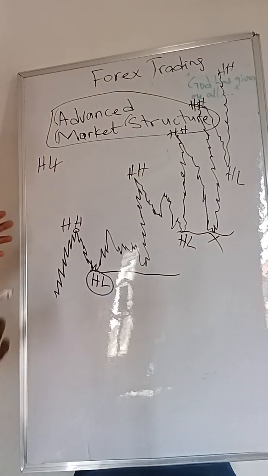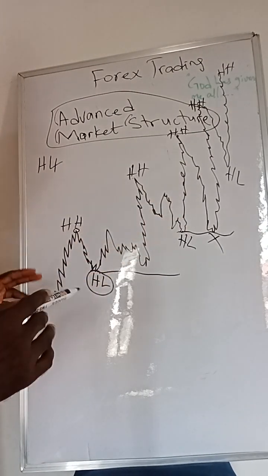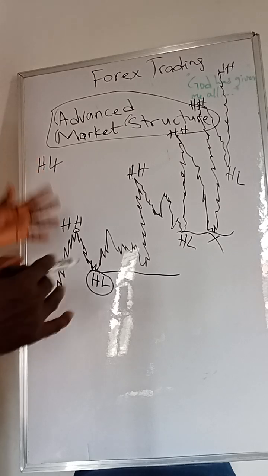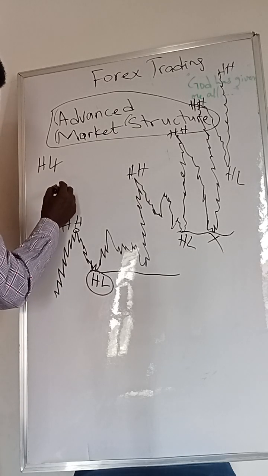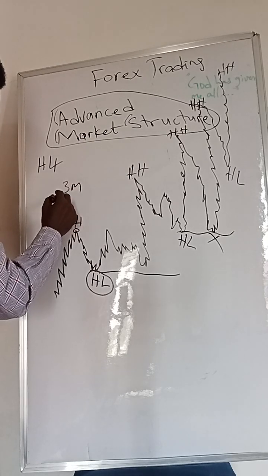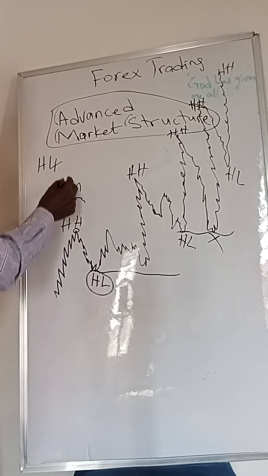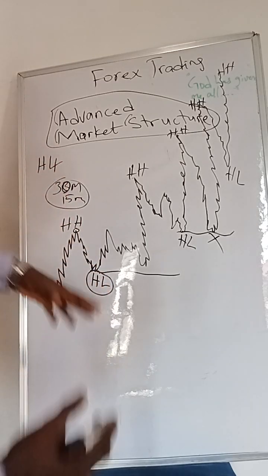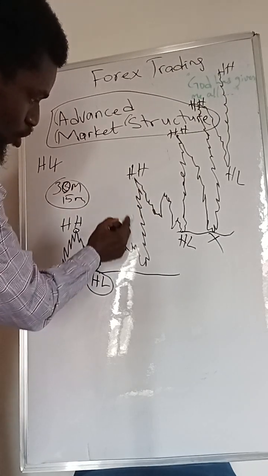Now, this market, as much as it looks as if it has broken here, it did not break. As long as it did not go beyond this last higher low, the market remains a buying trending market. The only thing you can do in this kind of market is go to maybe the 30 minutes or 15 minutes time frame to trade the structure inside structure. Because if you look, this is a structure inside a structure.